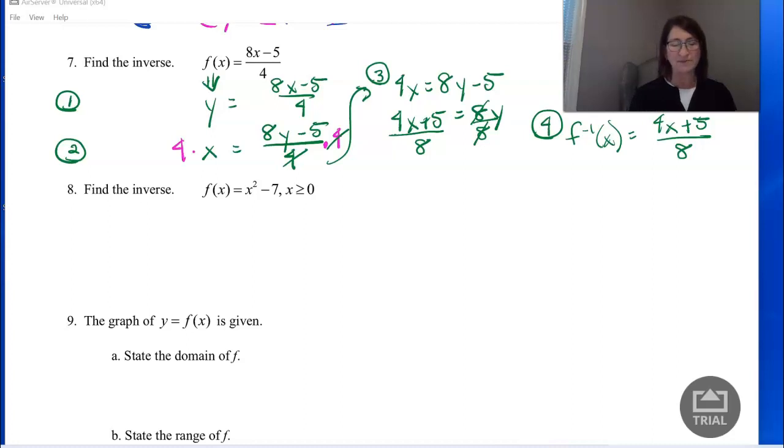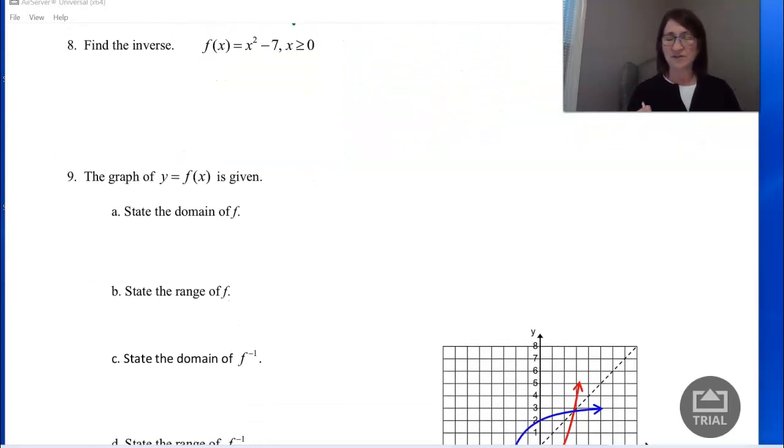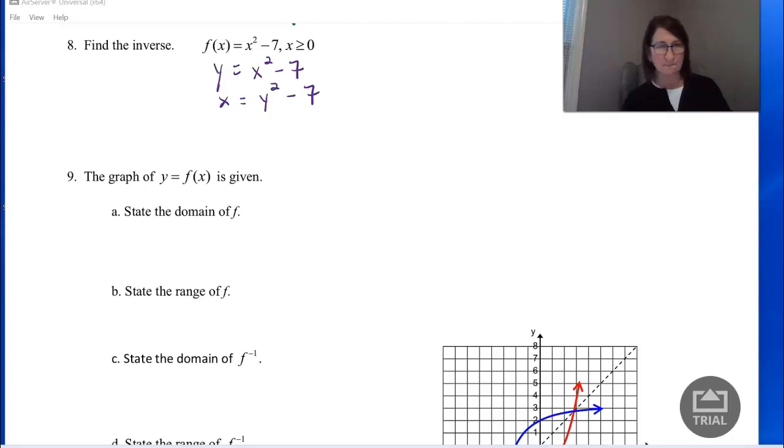Let's do one more example here. We'll do this one in purple. So let's start with y equals x squared minus 7. This one, I'm going to go ahead and interchange my x and y. x is equal to y squared minus 7. I want to add 7 to both sides. x plus 7 is equal to y squared. Take the square root of both sides.